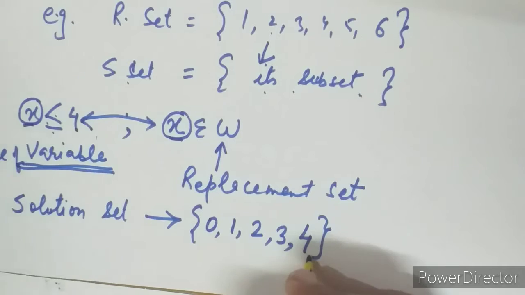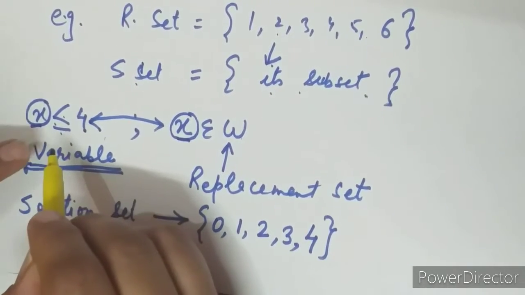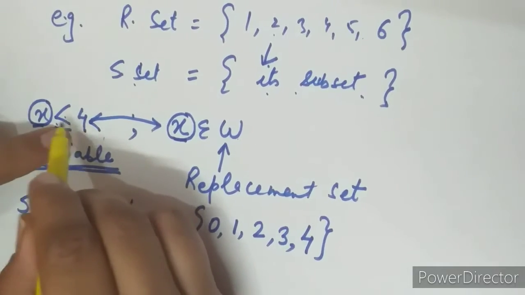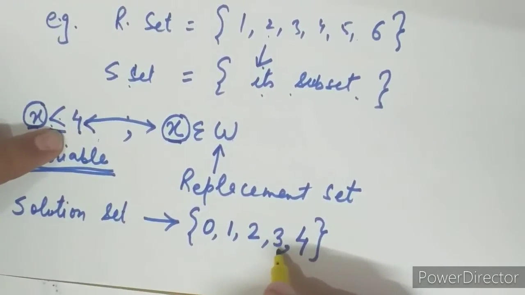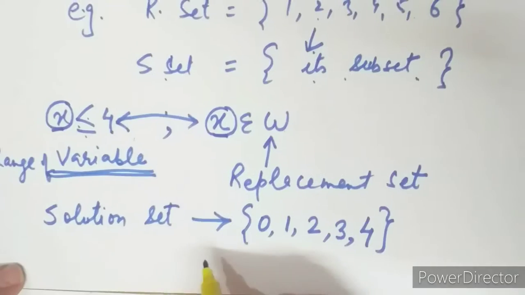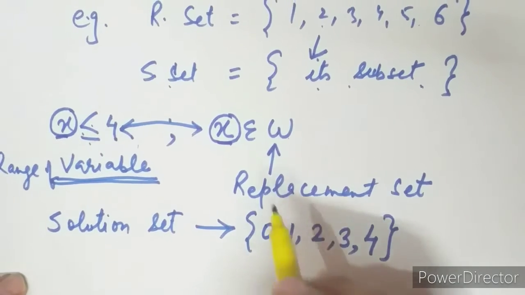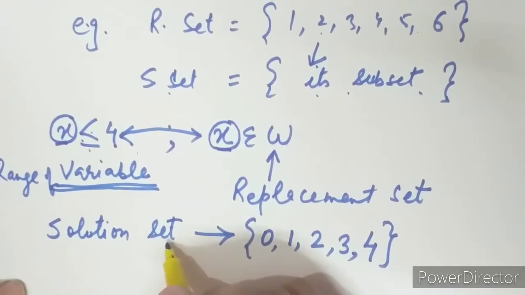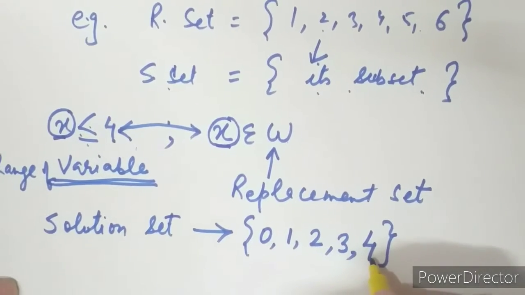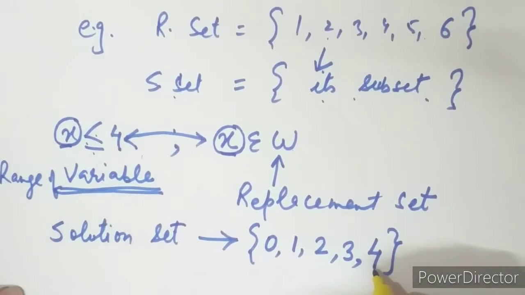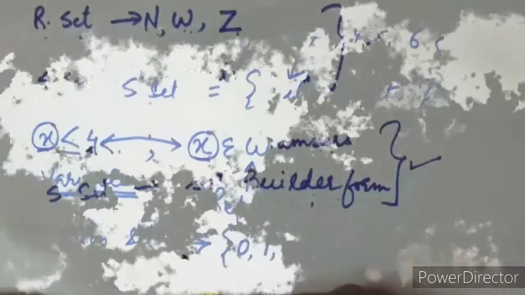Why do we have to take 4? Because here we have the equal to sign also. Suppose there was no equal to sign and only x is less than 4 was there, then we would have taken only up to 3. With the help of this example, I think the meaning and the application of the replacement set and the solution set is clear to you. Now we come to the solution part of our linear inequations.